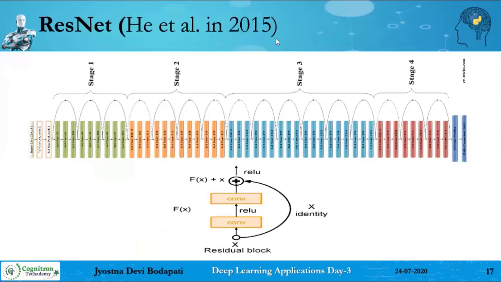Then in the year 2015, He and his colleagues introduced a neural network called ResNet, which stands for Residual Network. This residual network has a block called the residual block. Basically it is divided into 4 different stages. In each block you can have convolution layers, but if you observe, from here to here there are connections. You can observe these connections here.